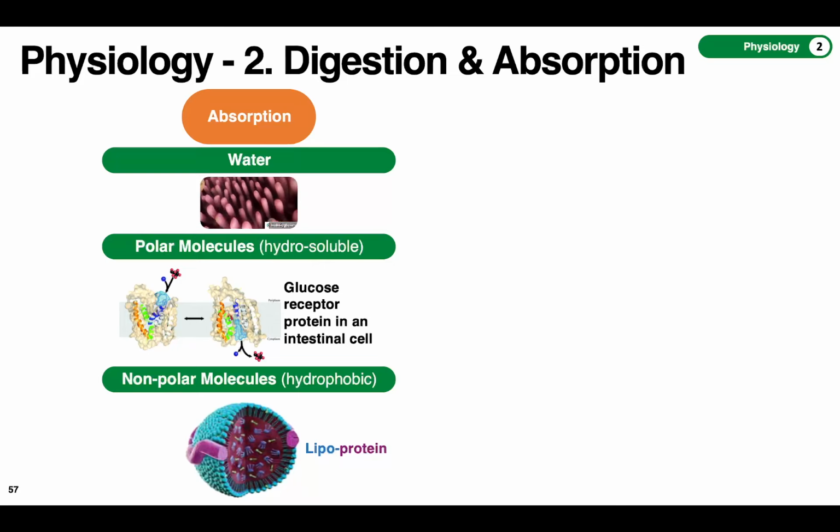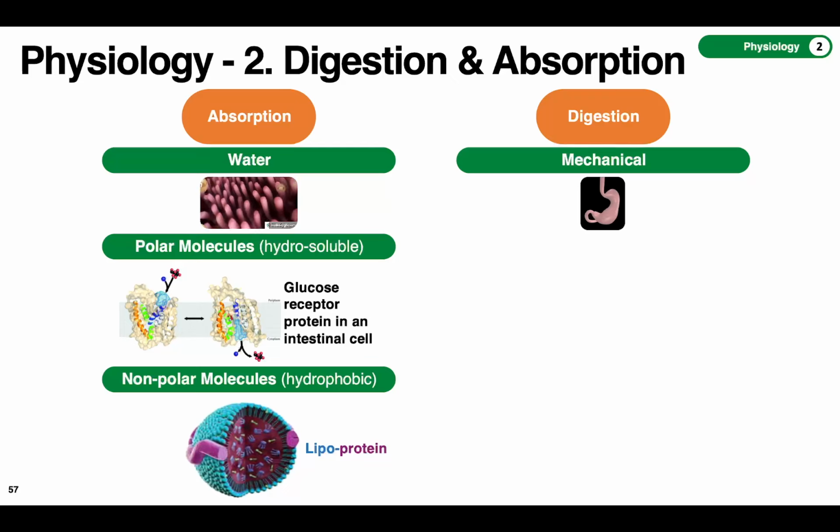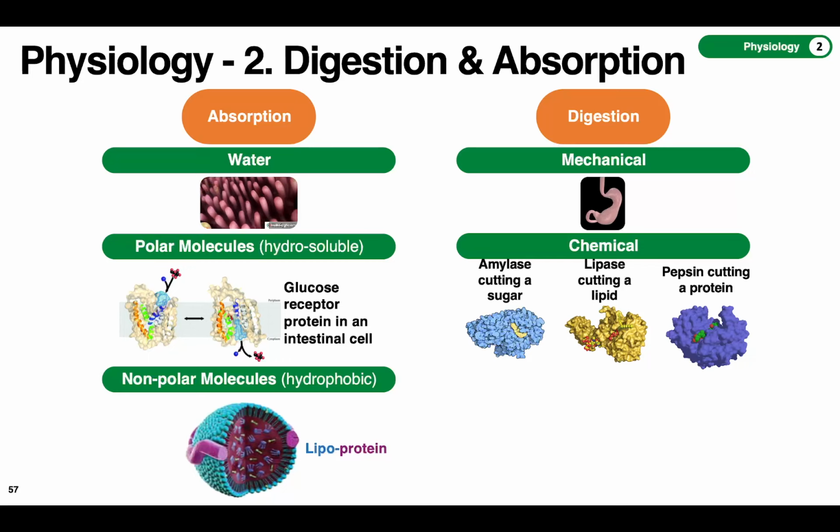But how do these nutrients get extracted from the food in the first place? Well, that happens through digestion. So digestion is performed by the mechanical action of the digestive system, which tries to extract things mechanically, but it's going to be mostly performed by chemical action by the enzymes and the bacteria.